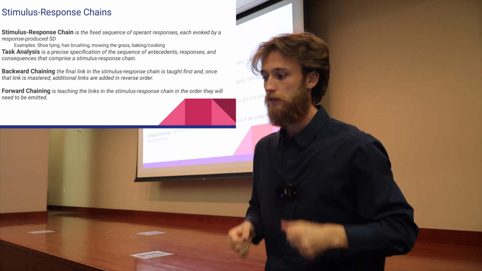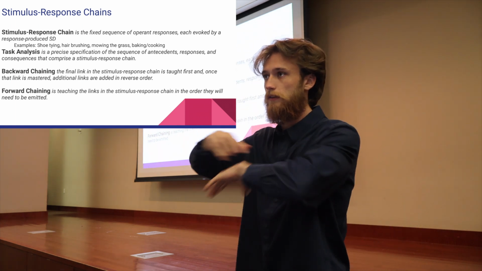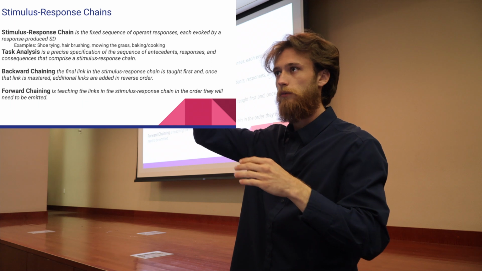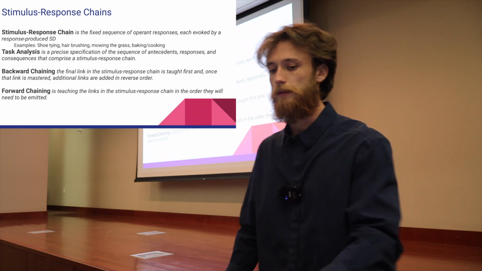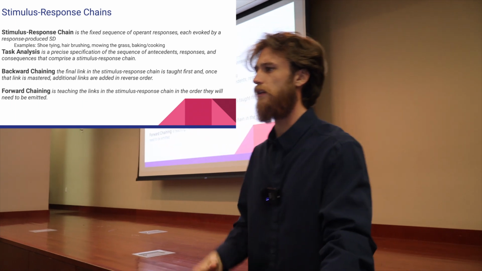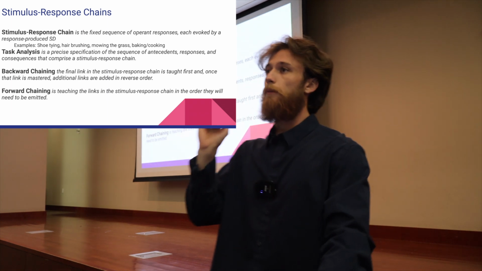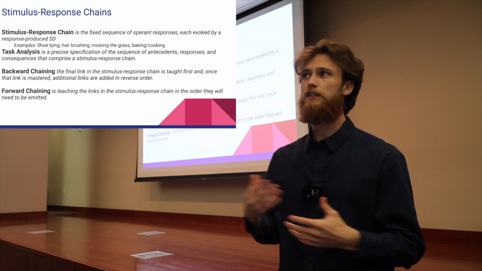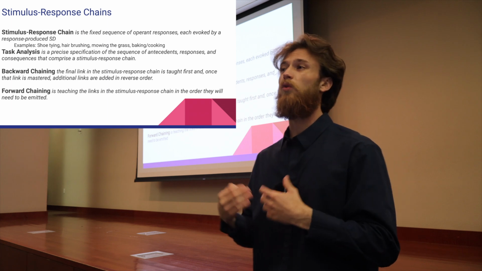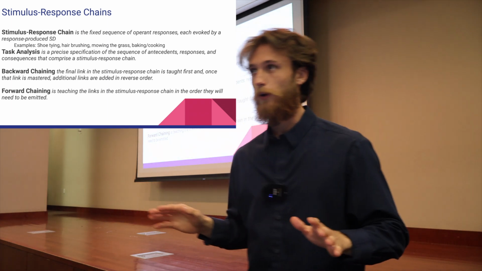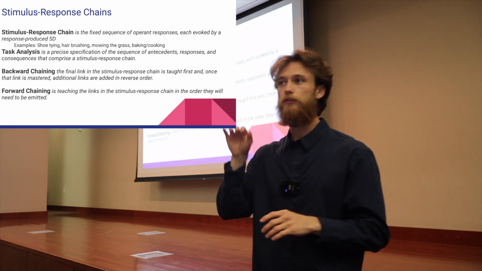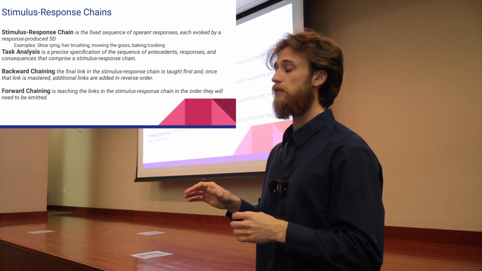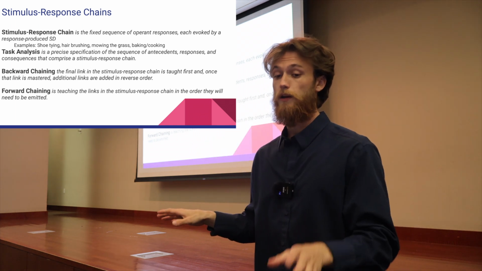It's first this response, then this, then this, then this, and this, and it's boom, boom, boom, until the terminal completed behavior is done. All right, how do we teach this? Two ways. We could start with backwards chaining or forward chaining, and depending on what we're trying to teach, one could be more or less useful, but both work, right? Some are more preferred for certain situations and behaviors than others, but both work, right?